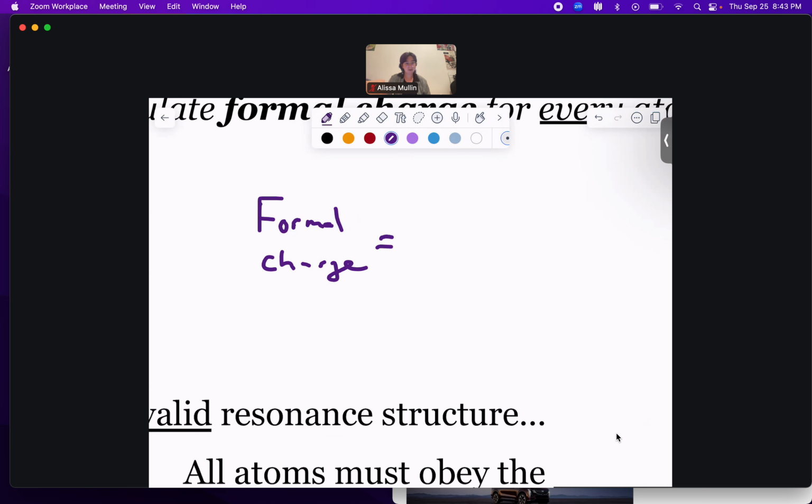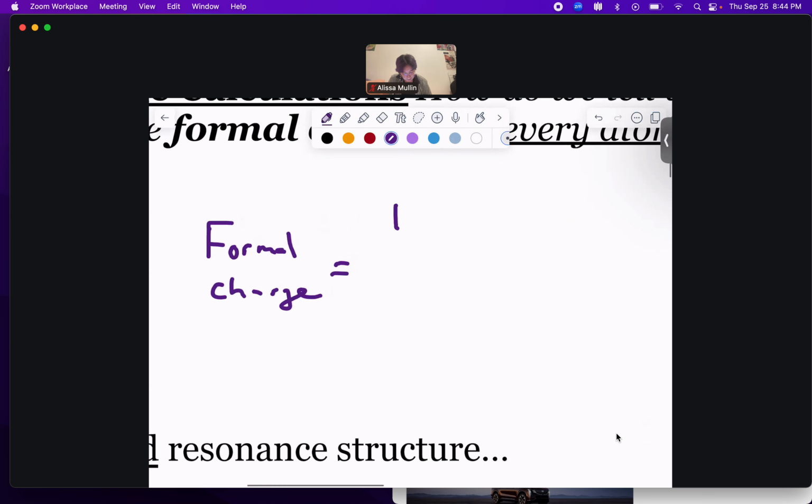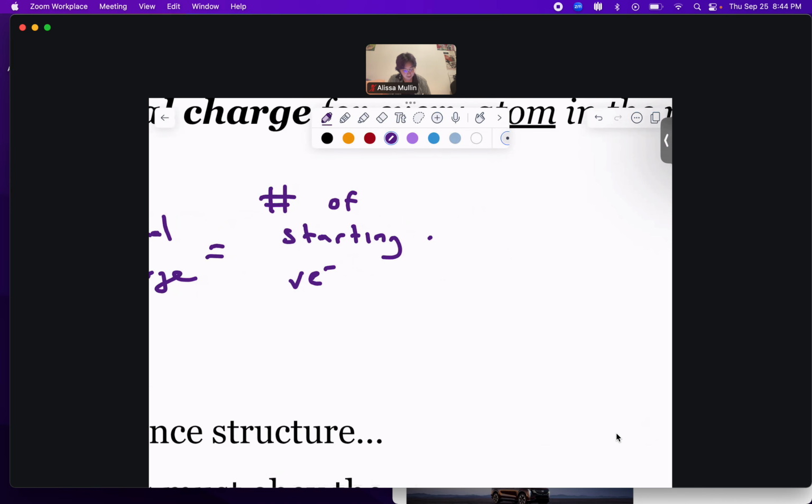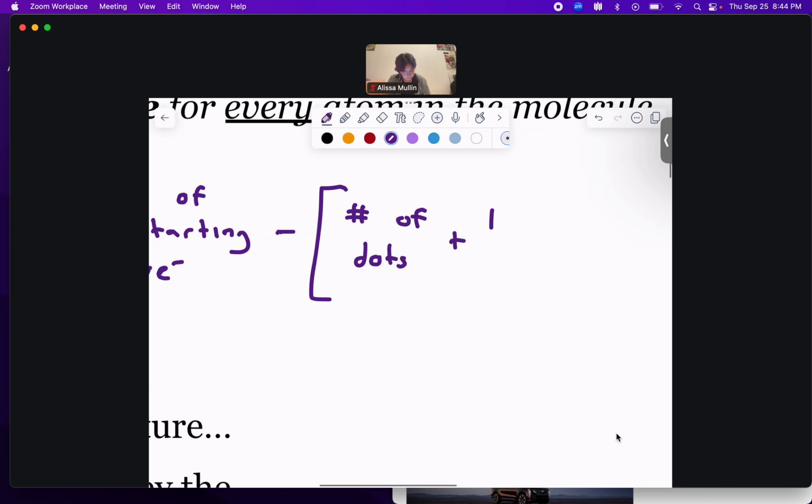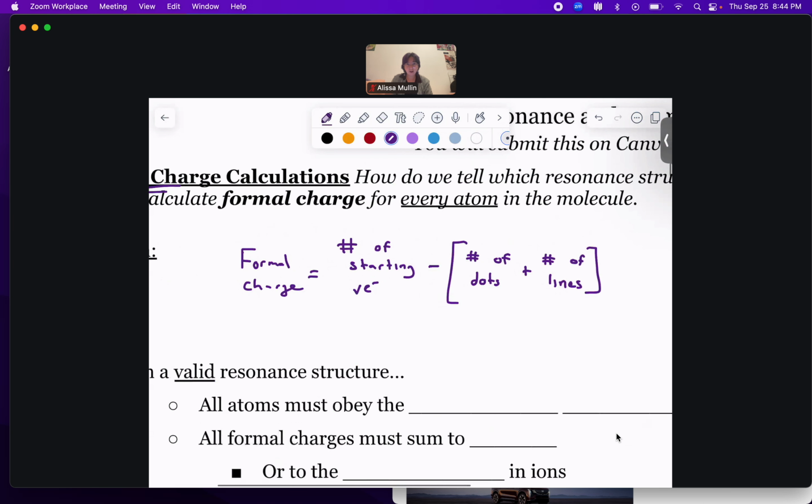You don't need to be able to explain it, but the way I recommend you do it, you're comparing: how many valence electrons do I start with? So, from the periodic table. And I'm going to compare that to what I actually have in my structure. The easiest way I think for you to think of it is just the number of dots attached and the number of lines. So again, comparing what you started with to what is actually attached, what is your distribution of electrons in the actual structure. So you'll get a numeric value for each atom.